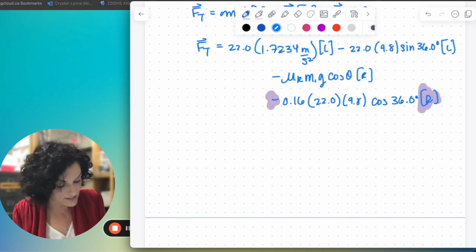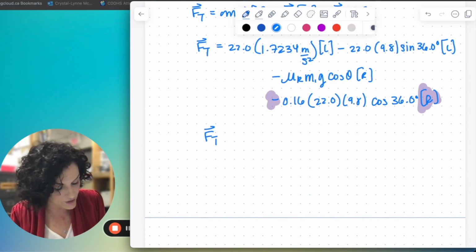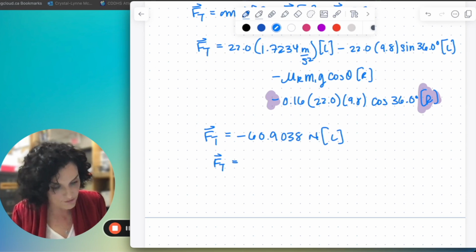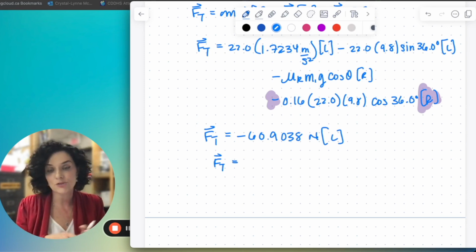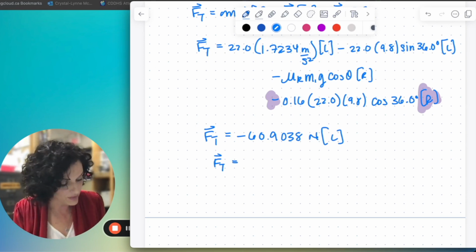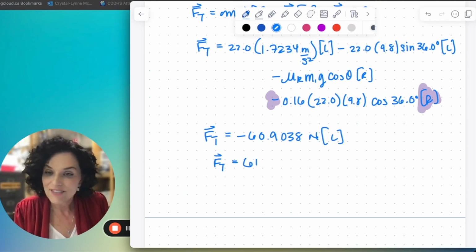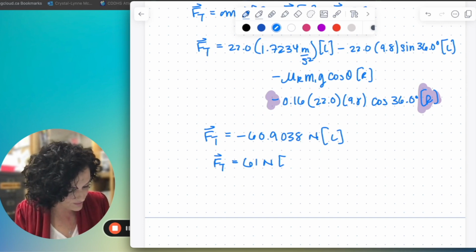And you're going to get a tension force, in this case here, negative 60.9038 newtons. And that's going towards the left. And in physics, we don't like negative magnitudes, so we're going to change that to positive, which means our direction has to switch. And we are keeping 2 sig figs, and you're going to have 61 newtons towards the right.